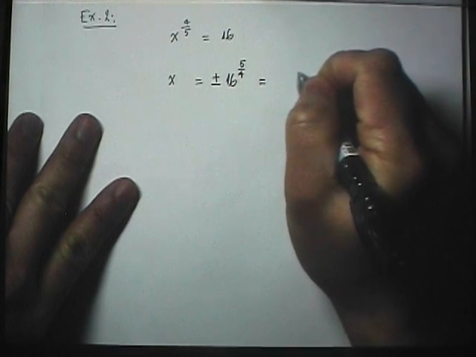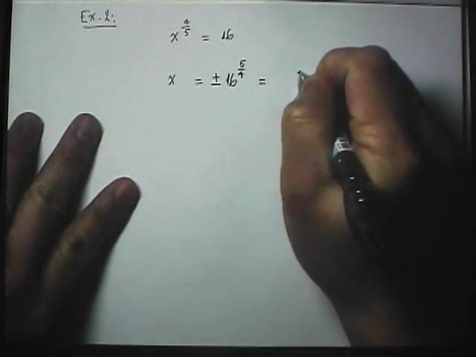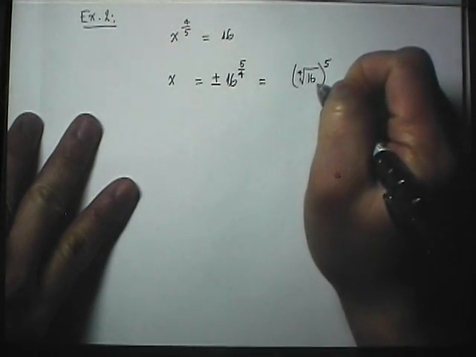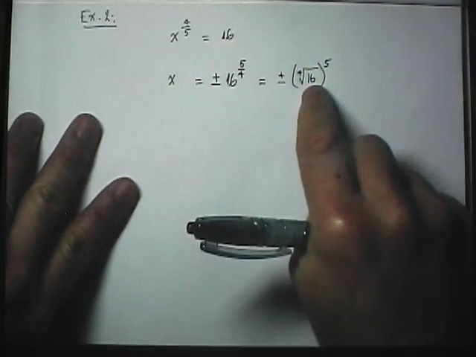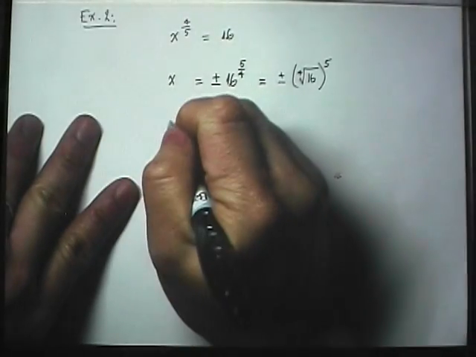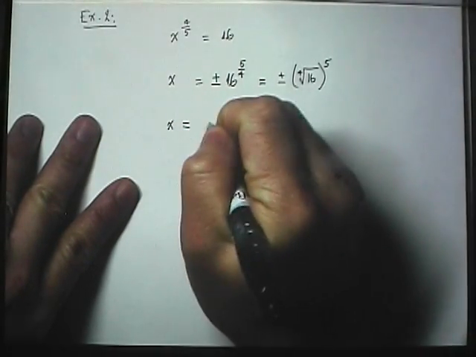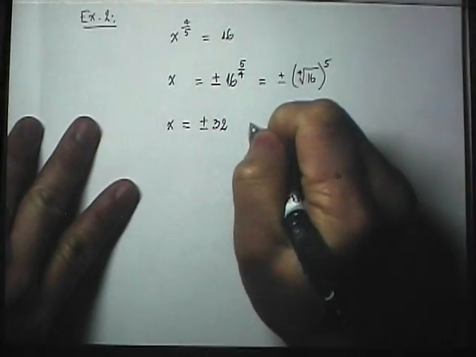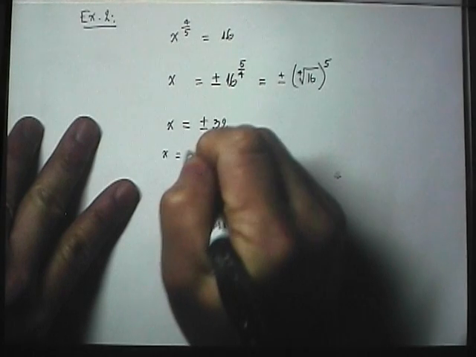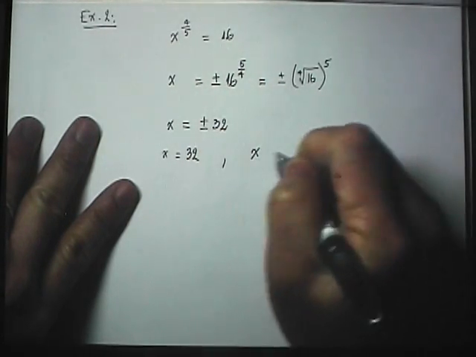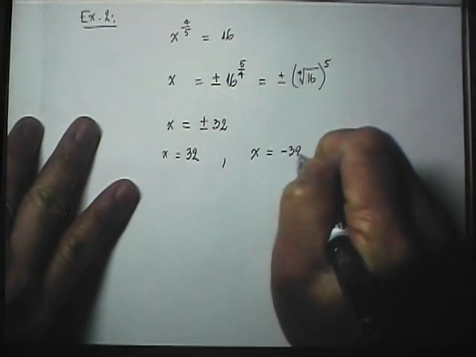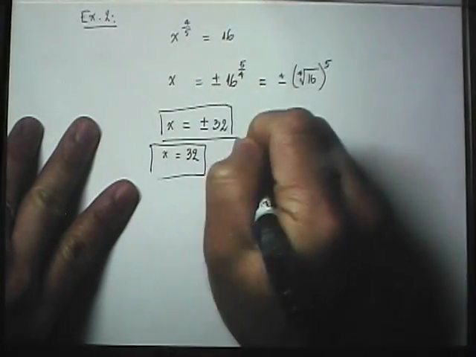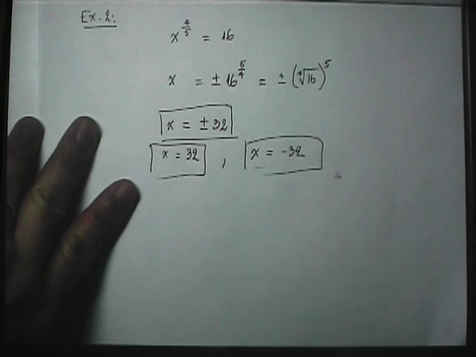16 itself raised to the 5/4 power is the same as 4th root of 16 raised to the 5th power. And 4th root of 16 is actually a 2. And so 2 raised to the 5th power is a 32. So my real final answer is x equals plus or minus 32. Or it's really as x equals 32, that's one solution, and the other answer is x equals negative 32. So you end up with two answers. Now, either way, writing your answer is going to be just fine. Okay.